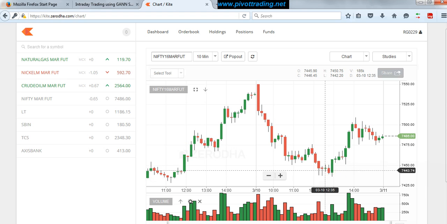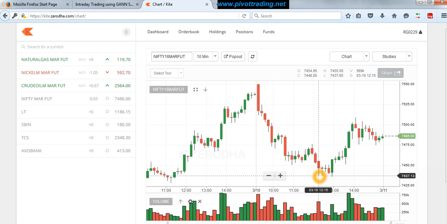Okay, so let's say we have decided that we will always move out at a maximum of target 3, and we have moved out at the 7442 level at 12:15 p.m. Now what next? We are out of the trade, we have booked a good profit of around 55 points from 7506 to 7442. Sorry, 45 points.